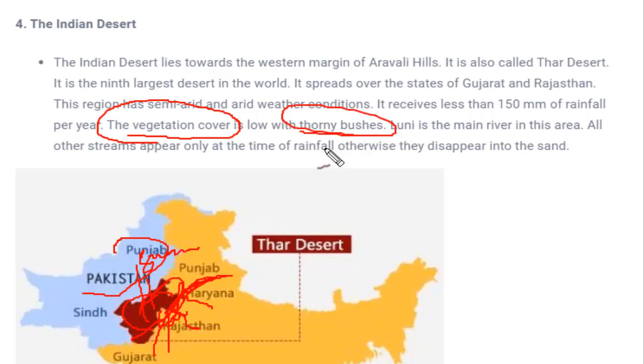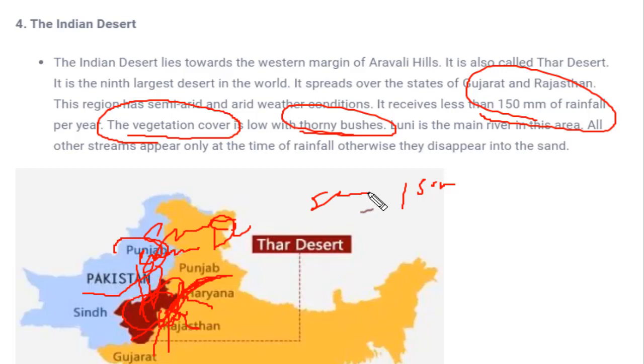We know why these are grown in the desert, because they require very little water. And talking about the rainfall, Rajasthan receives less than 150 millimeter of rainfall annually. It doesn't receive more than 150 millimeter of rainfall annually. And everywhere we have sand in the desert. This everyone knows, so we're not going deep into that. So this is all about the Indian desert.